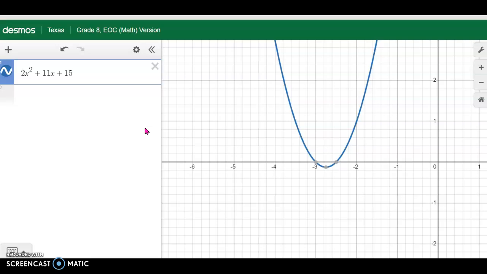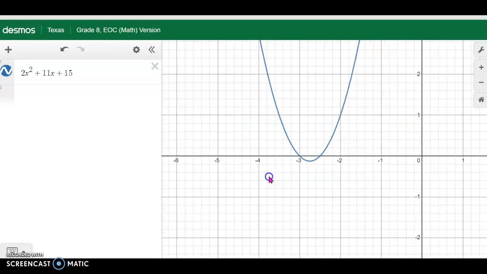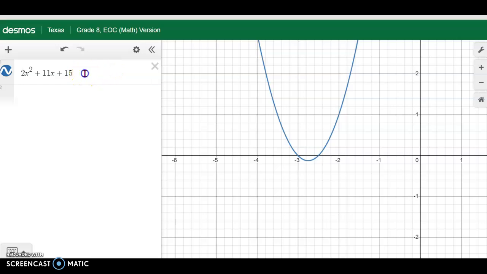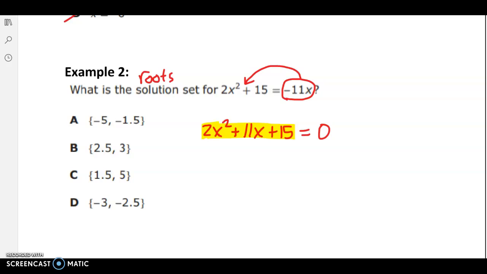All right, guys, so on this one, I did have to zoom in a little bit. You can use your mouse pad to zoom in or out, or use the plus or minus over here. And you can drag to move left or right. Remember, click on the equation so you can see the dots. One root is -3, and the other is -2.5. So -3 and -2.5, that would be answer choice D.